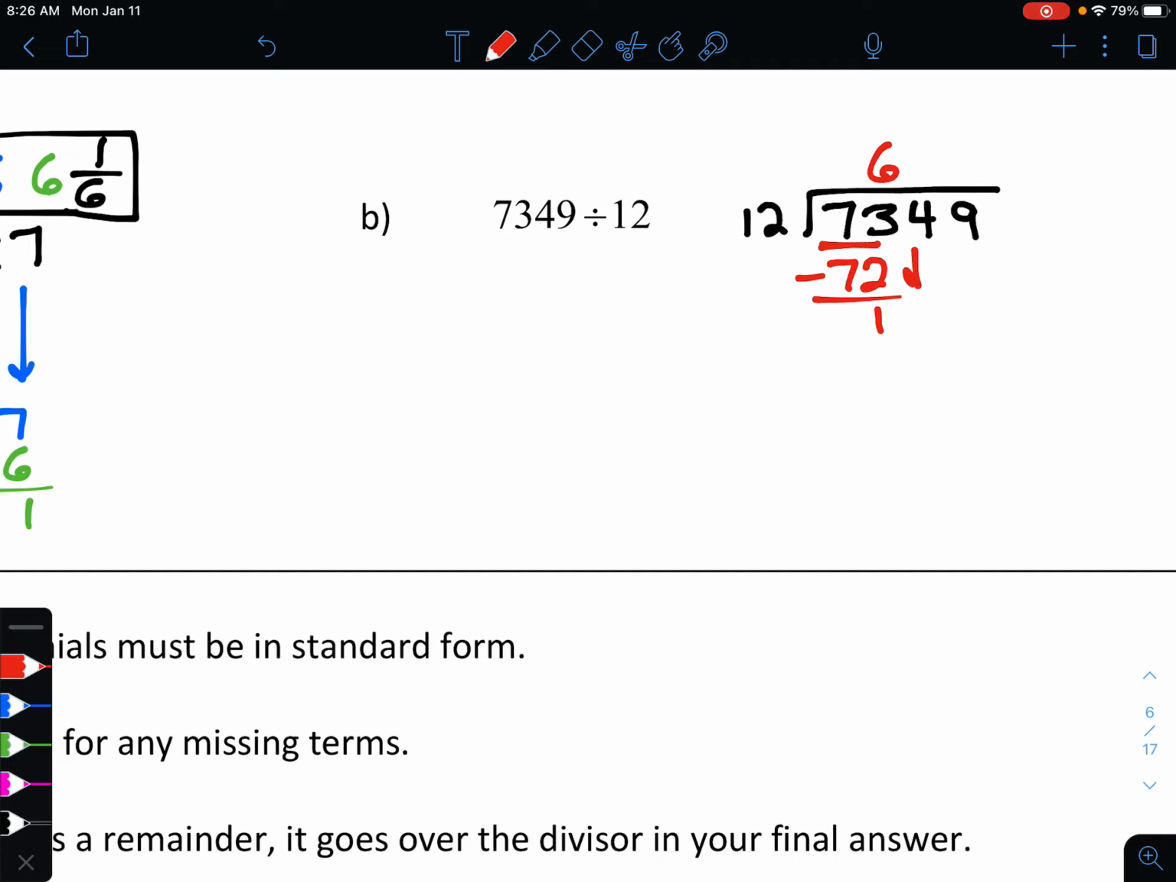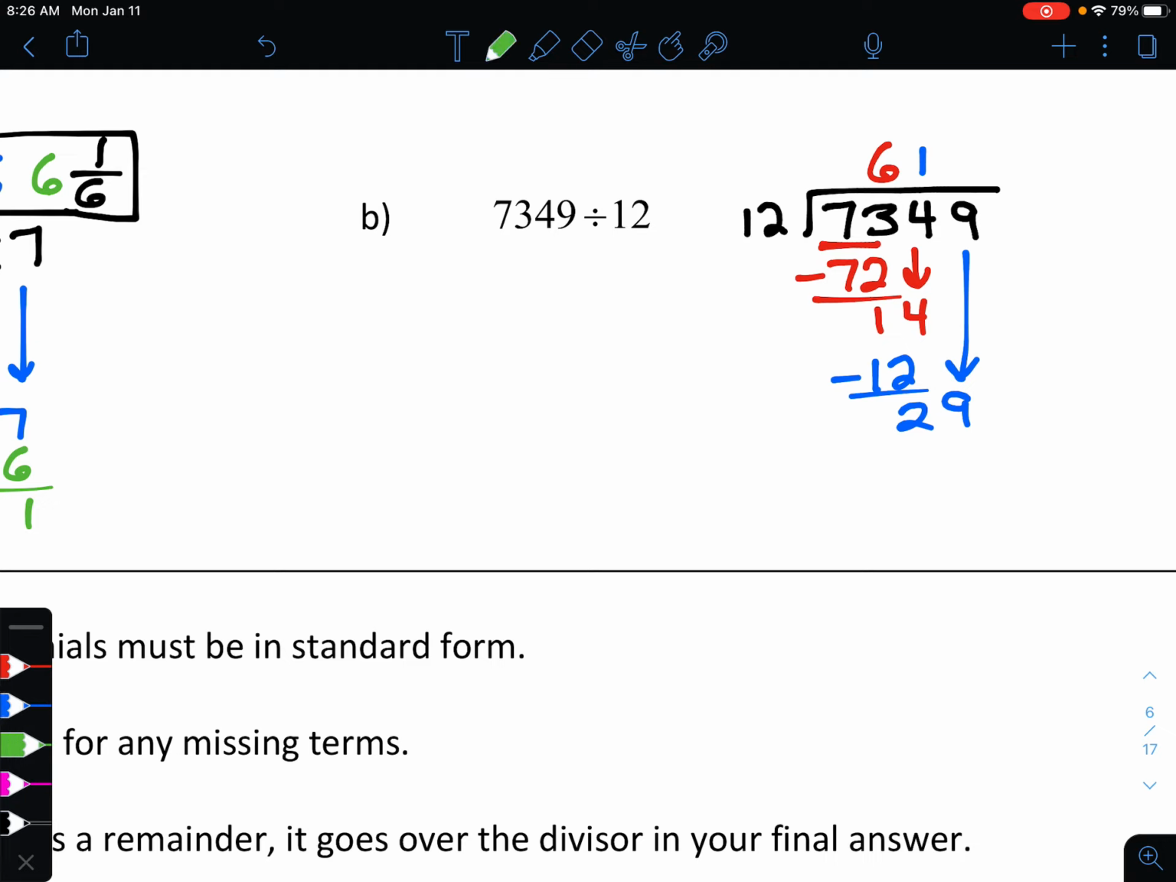We get 1, and bring down our next number, which is a 4. This one's pretty easy. How many times does 12 go into 14? Well, we can multiply it once. So 1 multiplied by 12 is 12. We subtract and bring down our next number.